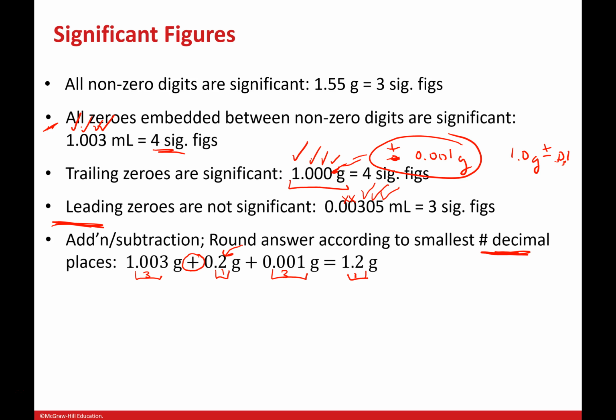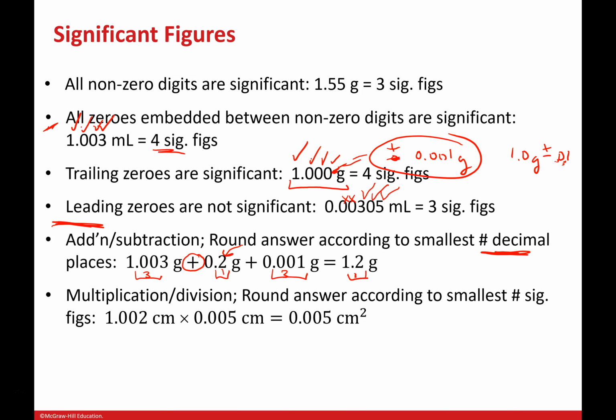Like I said, we do less of this and more of this. For multiplying and dividing, the rules are different. You line them up, you see what your calculator says, and then you round according to whatever you multiplied and divided, whatever has the fewest sig figs. That's what you give in your answer. That's kind of what we did a minute ago with the percents.